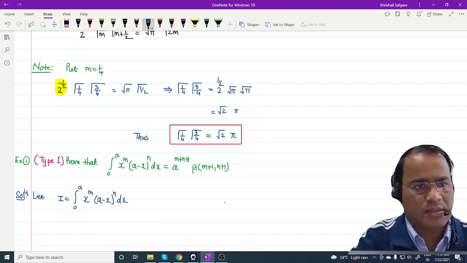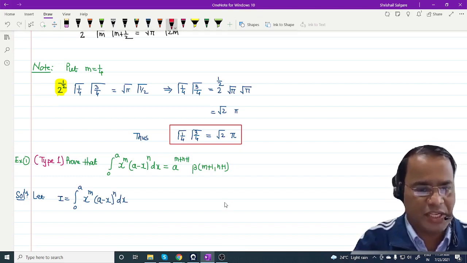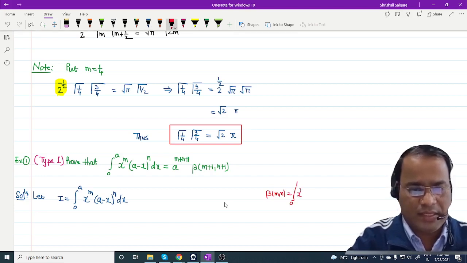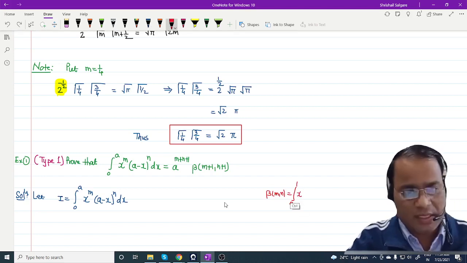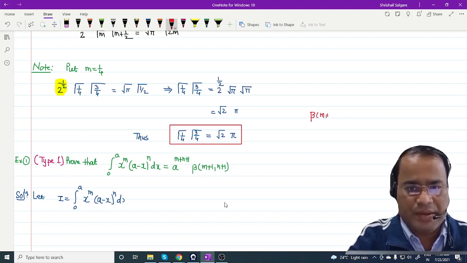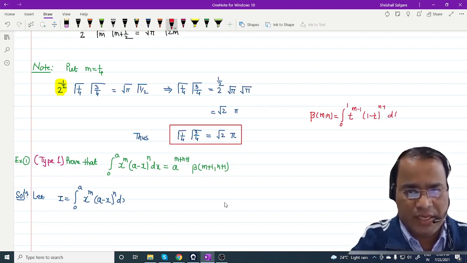Now side by side I will write the definition in terms of t. So beta of m, n is given by, you should remember this, the integral from 0 to 1 of t raised to m minus 1 into (1 minus t) raised to n minus 1 dt. A little bit I will write up, it may not come in the screen. I think this one is visible.